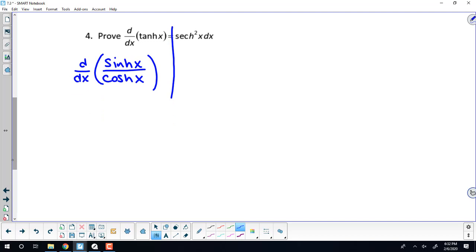So what do we got to use there? Quotient rule. All right, so the quotient rule said the derivative of a quotient was what? The bottom times the derivative of the top minus the top times the derivative of the bottom, all over the bottom squared. The bottom squared, yeah.